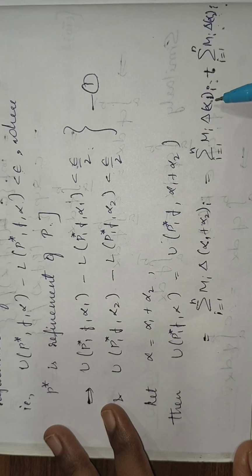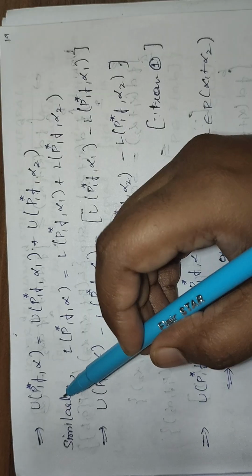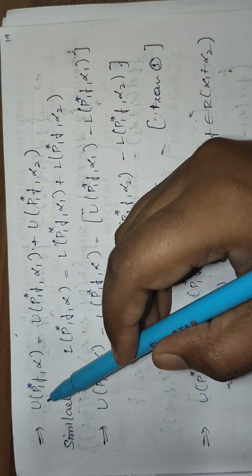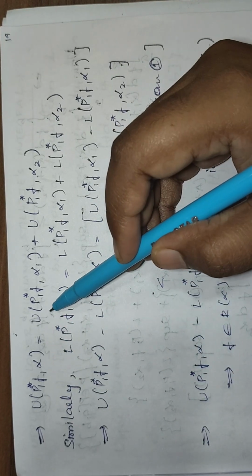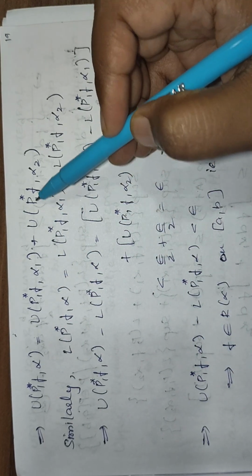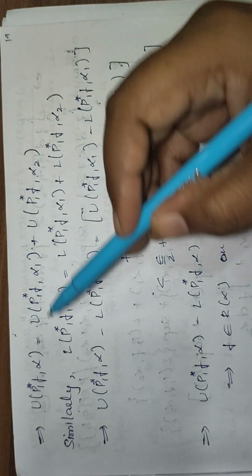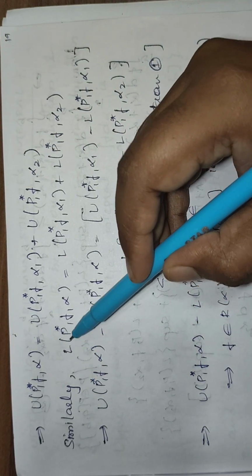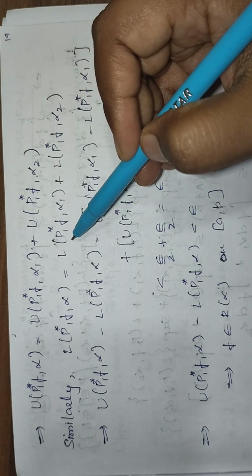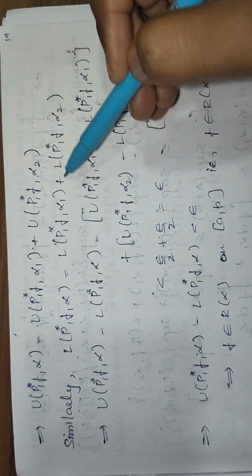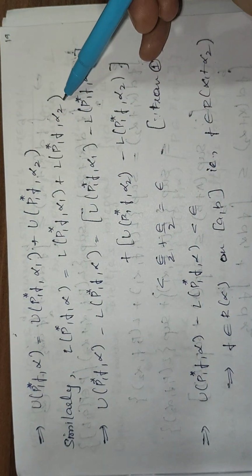respect to the function alpha 1. So this is nothing but U of P star comma f comma alpha 1, and this is nothing but U of P star comma f comma alpha 2. So we have U of P star comma f comma alpha equal to U of P star comma f comma alpha 1 plus U of P star comma f comma alpha 2. Similarly, L of P star comma f comma alpha is equal to L of P star comma f comma alpha 1 plus L of P star comma f comma alpha 2.